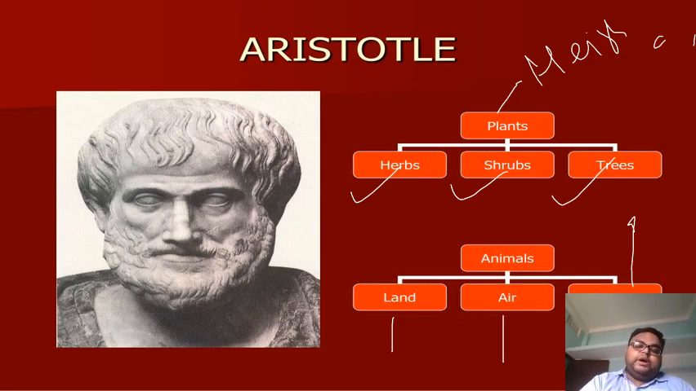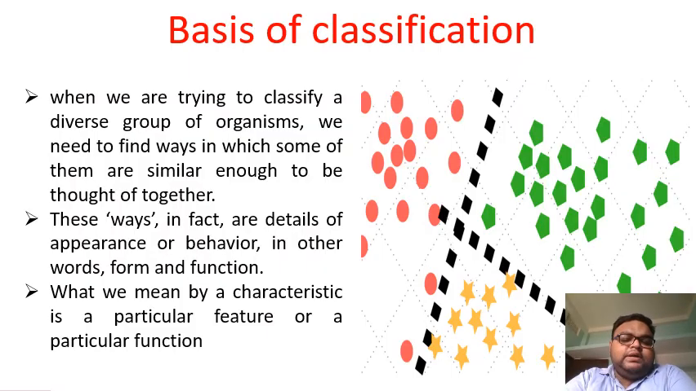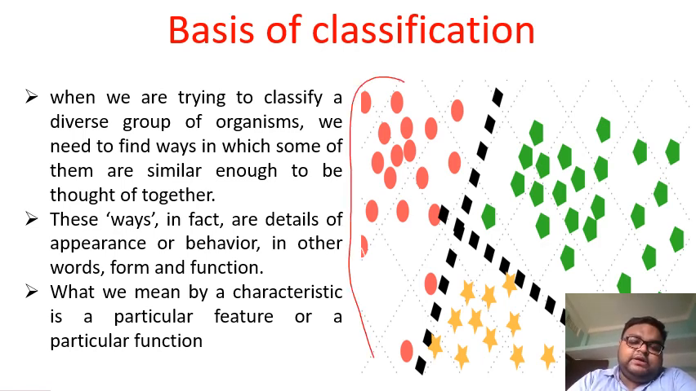Now let us see how this classification is done and what is the basis of this classification. Okay, students? Now let's see what is the basis of classification. When we are trying to classify a diverse group of organisms, we need to find some ways by which we can tell that some organisms are similar and other organisms are different, right? In this picture, you will find that all the red dots are arranged here.